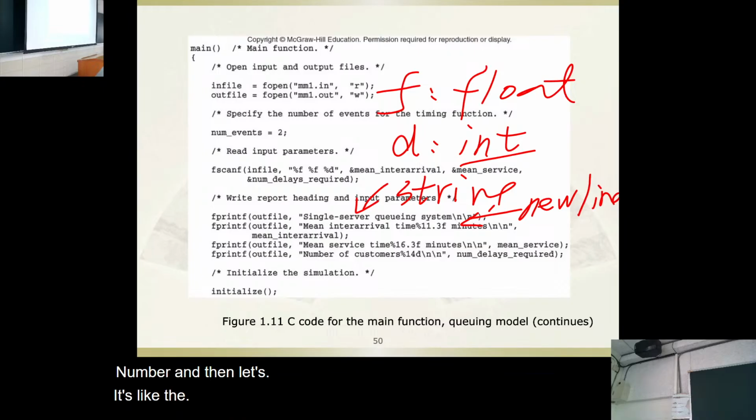Where will this number be stored? Yeah. Like, the first row will be stored into mean interval. The second one means service and number of delays required.